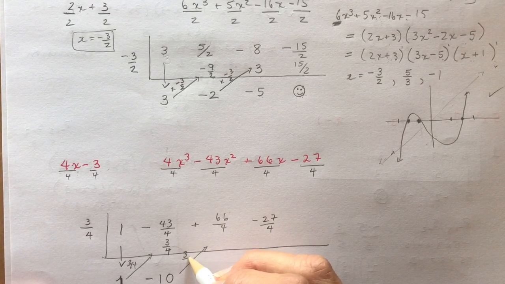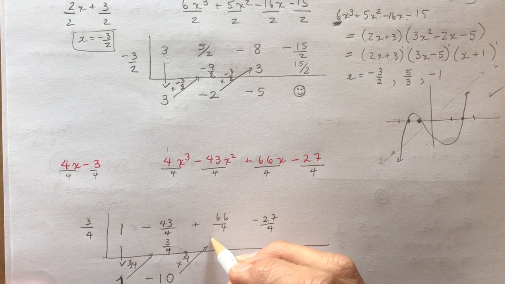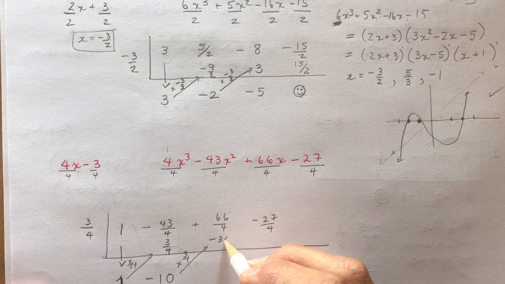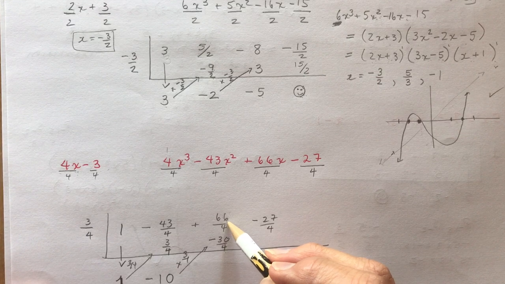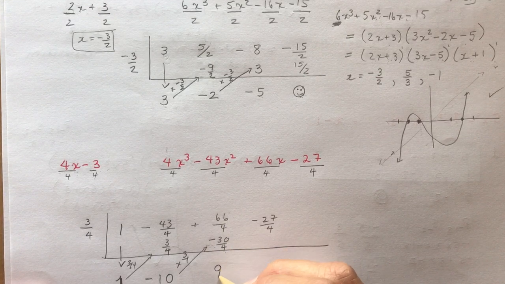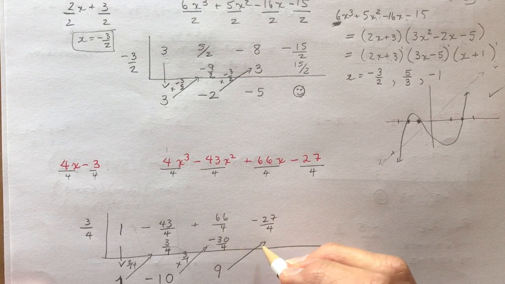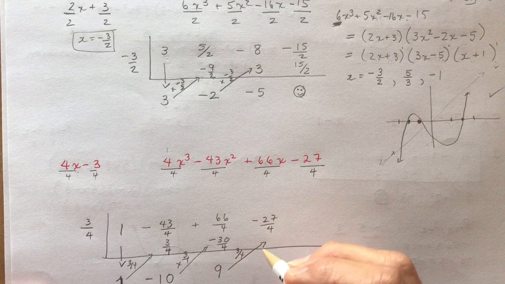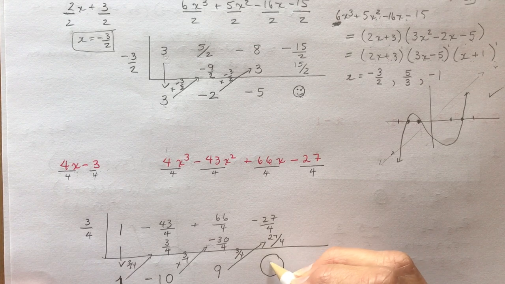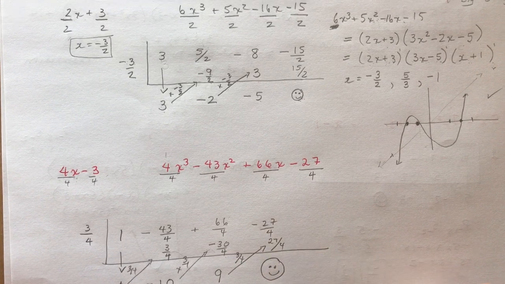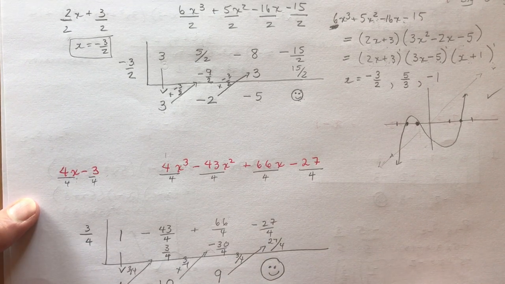Okay, times 3/4 again, that's minus 30 over 4. And I add those together, and I would get 36 over 4, which is 9. This is dividing out beautifully. And then I multiply by 3/4 again, and I get 27 over 4. Add them, I get 0. Look at that happy face. That means that was a factor.